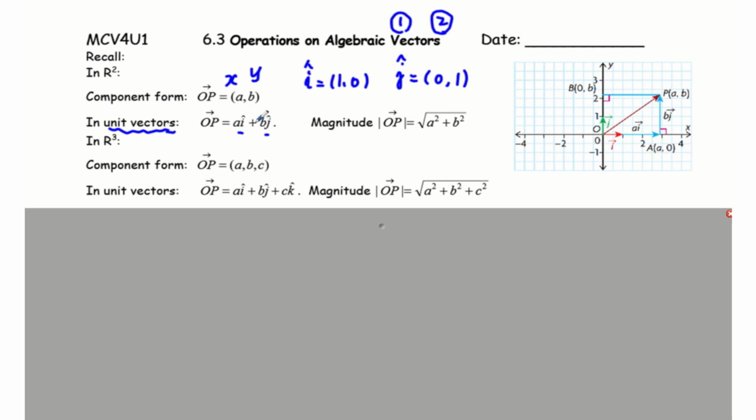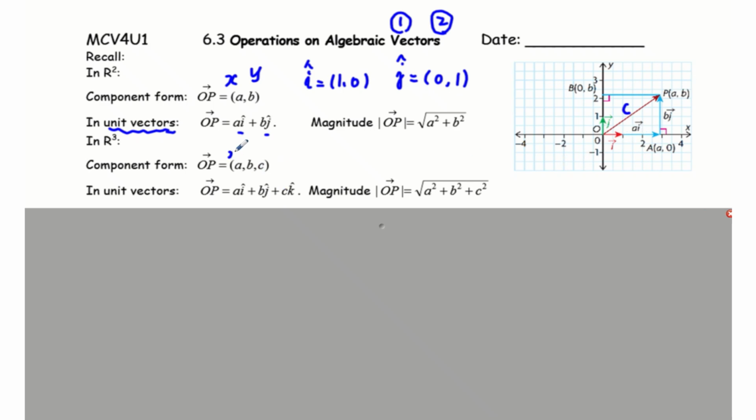In unit vector form, we put the x coordinate in front of the unit vector i, and the y coordinate in front of the unit vector j. And the magnitude comes from a squared plus b squared equals c squared, where c is your magnitude. So it's the Pythagorean theorem.